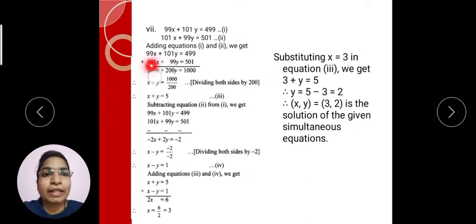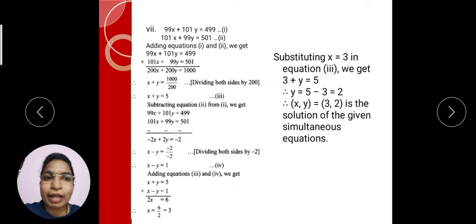Now after adding, 99 plus 101, how much is it? 200x. 101y plus 99y, how much is it? 200y. And the addition of these two is 1000. Which two addition? 99x plus 101x, so total is 200x. This total is 200y. And the addition of 499 and 501 is 1000.